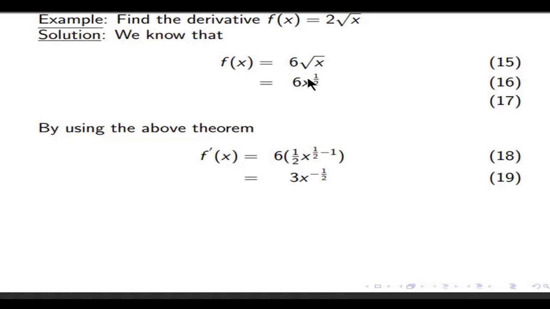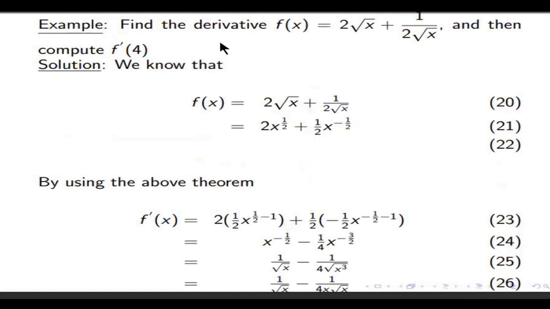then which is equal to 6 times radical x, which means x to the power of 1 over 2. By using the above theorem, f prime at x is equal to 6, since it is a constant it comes out alone. So what does x to the power of 1 over 2 become when differentiated? 1 over 2 times x to the power of 1 over 2 minus 1. 6 times 1 over 2 is 3, so 3 times x to the power of minus 1 over 2. This minus 1 over 2 means 3 over root x. So the final solution is 3 over radical x.